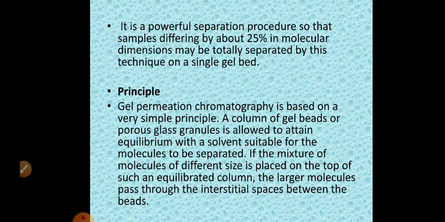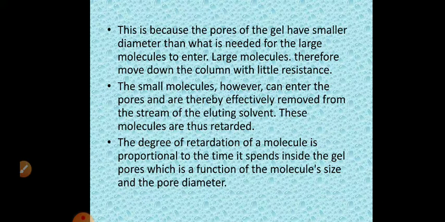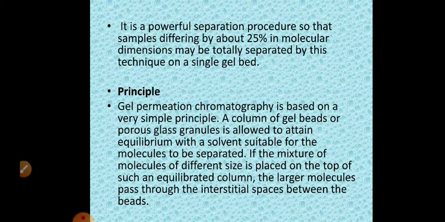A column is filled with gel beads or porous glass granules. This column of gel beads or glass granules is allowed to attain equilibrium with the solvent that is suitable for separation of the molecule. If the mixture of molecules of different size, that means the sample, is loaded on this equilibrated column, the larger molecules pass through the interstitial spaces of the gel beads and they move out very quickly.